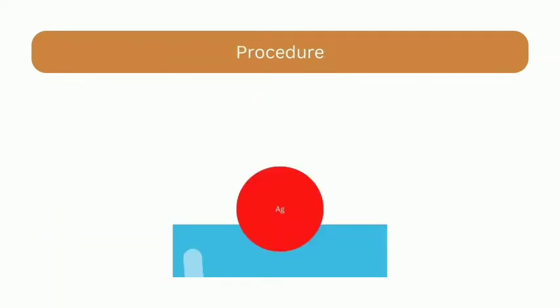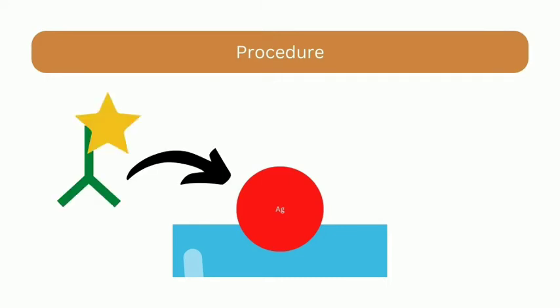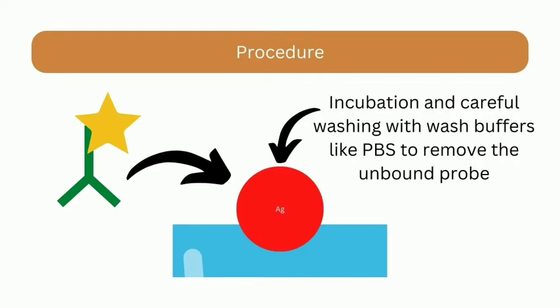The procedure involves fixing of the specimen onto the slide. Fluorochrome labeled antibodies are then added to it, followed by incubation and then careful washing with wash buffers like PBS, or phosphate buffered saline, to remove the unbound probe. Then the sample is observed under a fluorescence microscope for the presence of the antigen.